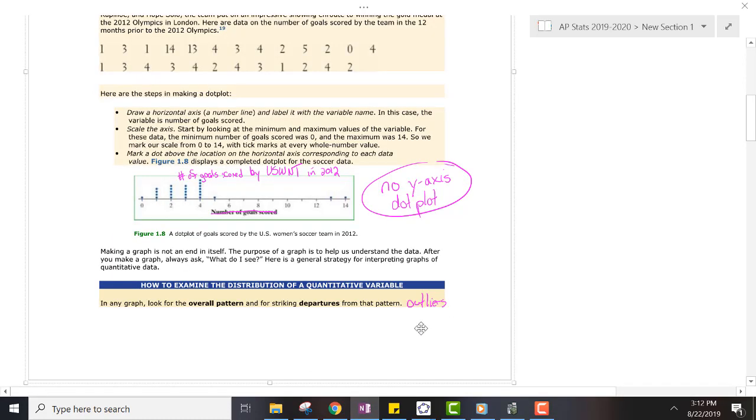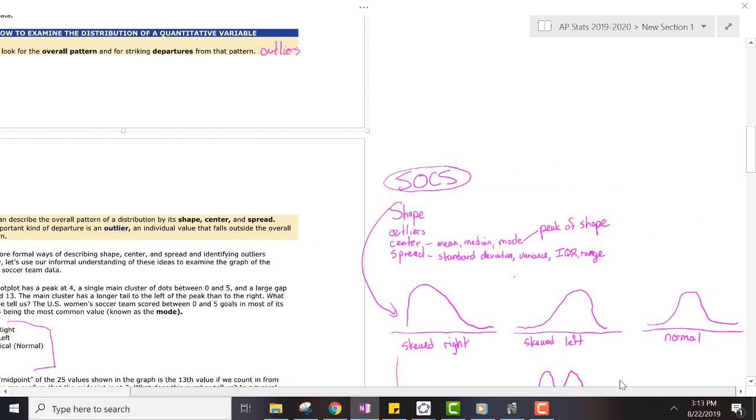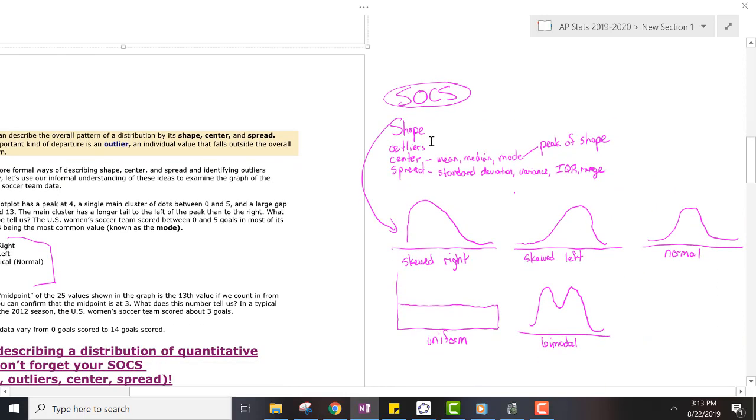In any graph, look for the overall pattern and for striking departures or outliers. Describe the overall pattern using shape, center, and spread, and talk about outliers. That is SOCS: shape, outlier, center, spread. Shapes can be skewed right, where most of the data is on the left, a couple extreme values on the right.